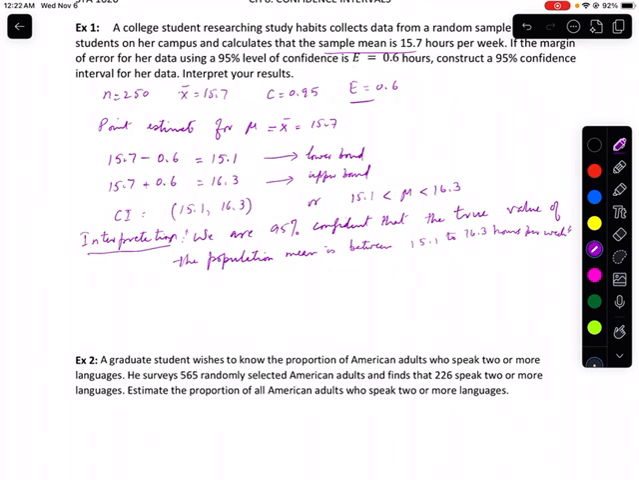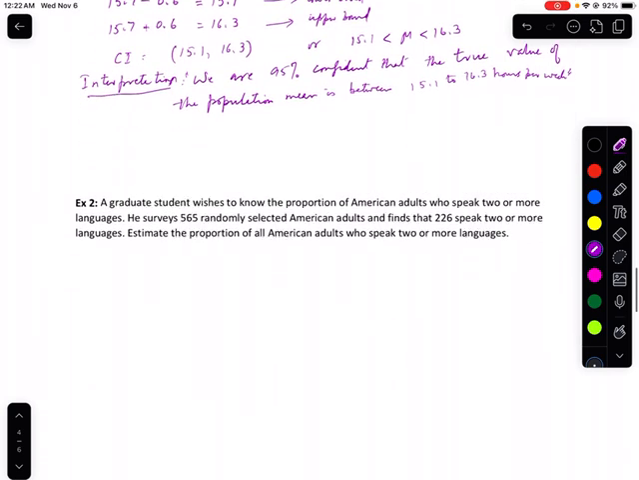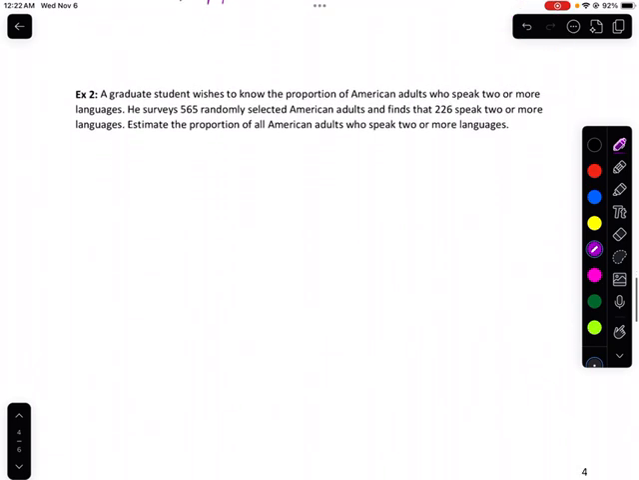Okay, next example. It says a graduate student wishes to know the proportion of American adults who speak 2 or more languages. He surveys 565 randomly selected American adults and finds that 226 speak 2 or more languages. So what are we given? We are given n, 565, that is n. So what is this 226? Well, this is a value, so we can say this is x.